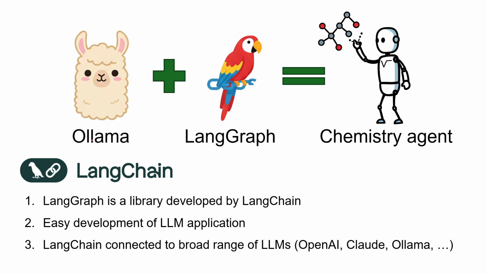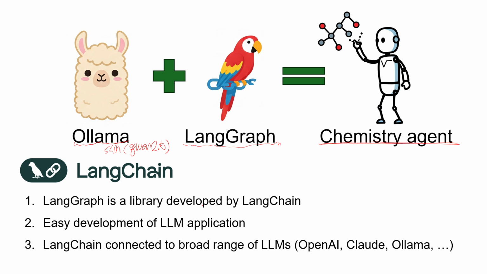So in the previous video, we got Ollama and downloaded a small language model, and I tested Qwen 2.5. And now we'll move on to using LangGraph to finalize, to develop the chemistry agent.